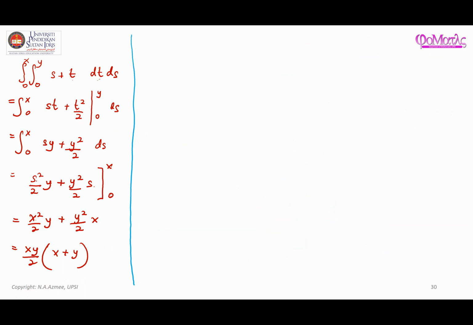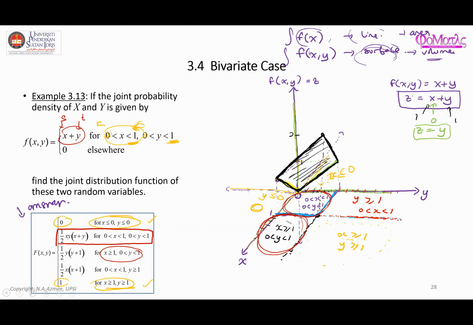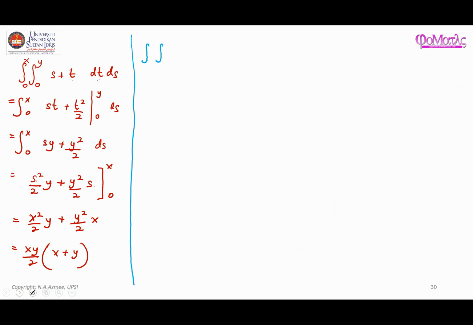Again, similar to the idea, what we're going to do is consider what region again? X greater than or equal to 1, okay? X greater than or equal to 1. Okay, we're going to consider this region, x greater than or equal to 1, y between 0 and 1, okay? So now we have the function, which is s plus t. I'm going to do it with dt ds.